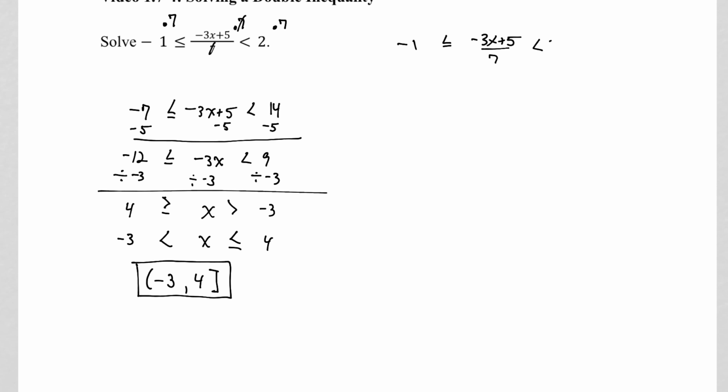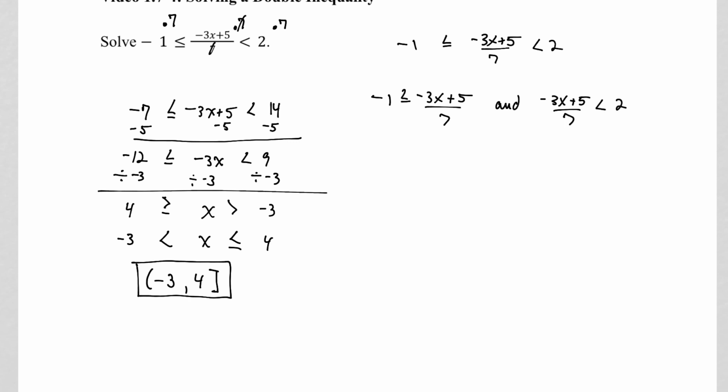This time, this is a little bit longer, I'll admit, but it is a different way of solving this. So this says negative 3x plus 5 divided by 7 is greater than or equal to negative 1, and it's less than 2 at the same time. So we could think of this as this inequality and this inequality at the same time.